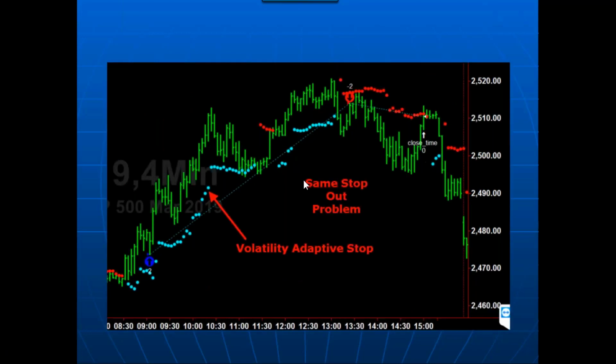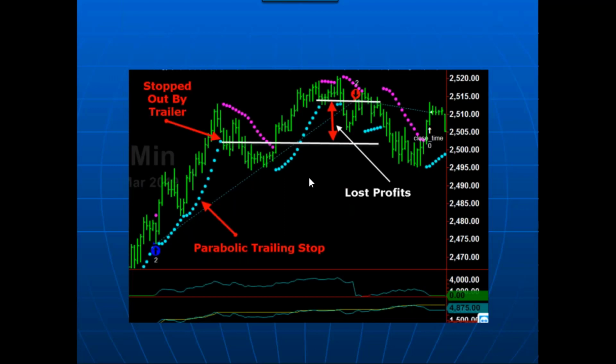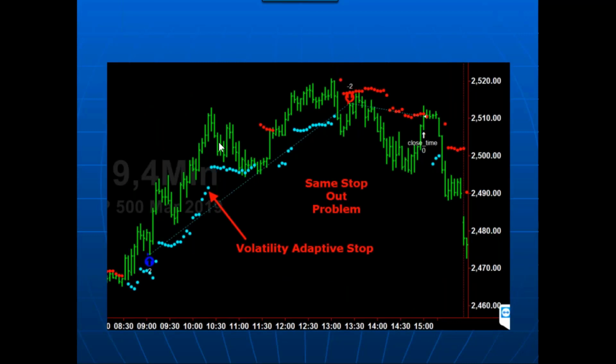Now let's look again at a different kind of trailing stop. If we go back to this other one briefly, you notice that the dots on this trailer never back up. They always work in closer and closer to the actual price bars until they're triggered. Now, if we look at the next one, this is the volatility trailing stop that I programmed some years ago.